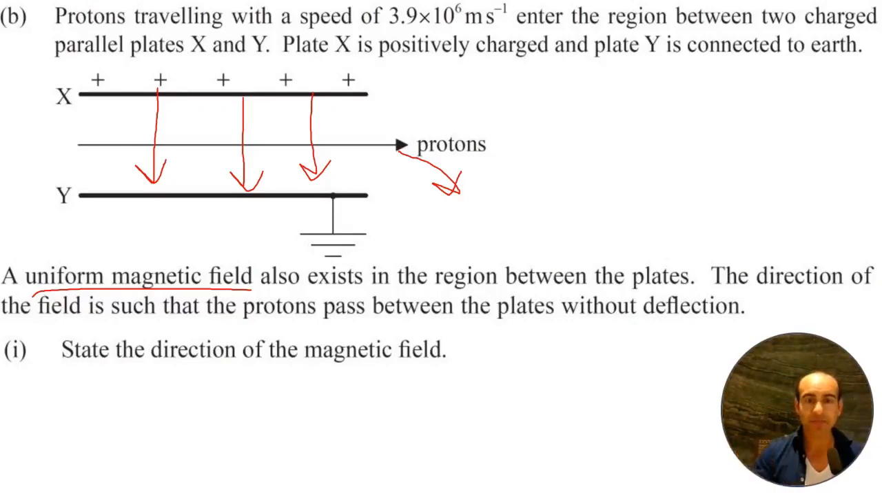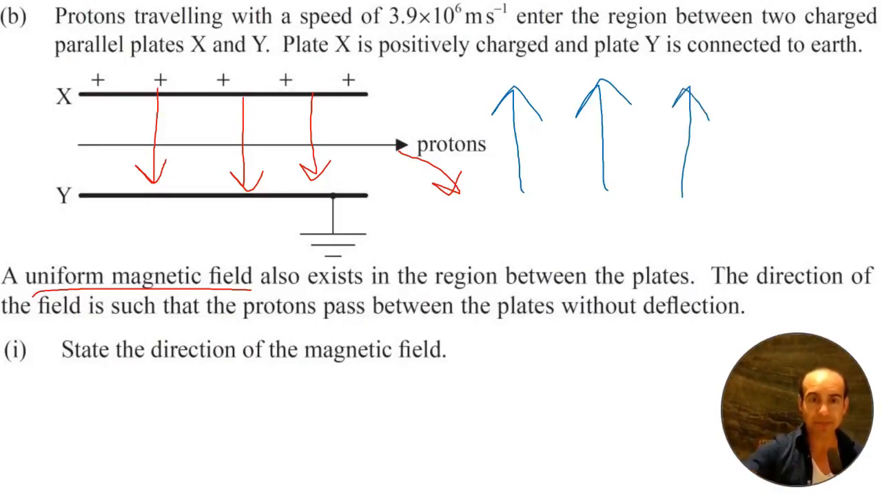So in order for that magnetic field to cancel out the electric field, it would have to push in the opposite direction. So it would have a force that's pushing upwards. We can say that this is blue, magnetic field pushing upwards to cancel out the electric field, right?